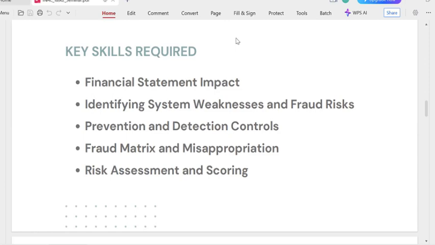Then we are going to talk about fraud metrics and misappropriation, okay? And then we are going to talk about risk assessment and scoring, all right? So when I was going through the past exam questions, these are the 5 key skills that I think are required by the examiner most of the time, okay? So one by one, we are going to talk about each skill, okay?